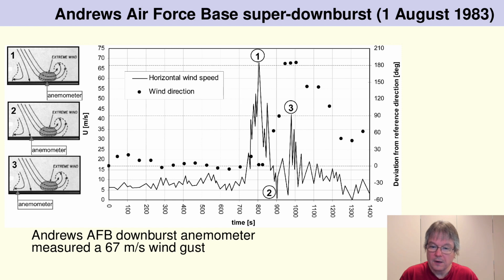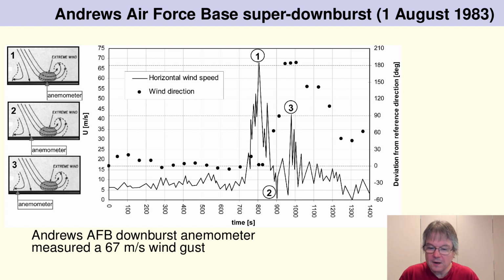Okay, so one of the, probably the strongest downburst ever observed by an instrument, in this case an anemometer, occurred shortly after Air Force One landed at Andrews Air Force Base. This was in 1983. President Reagan at the time had just landed minutes before, and then this monster downburst just blasts the airport. The maximum wind observed in this event was 67 meters per second.